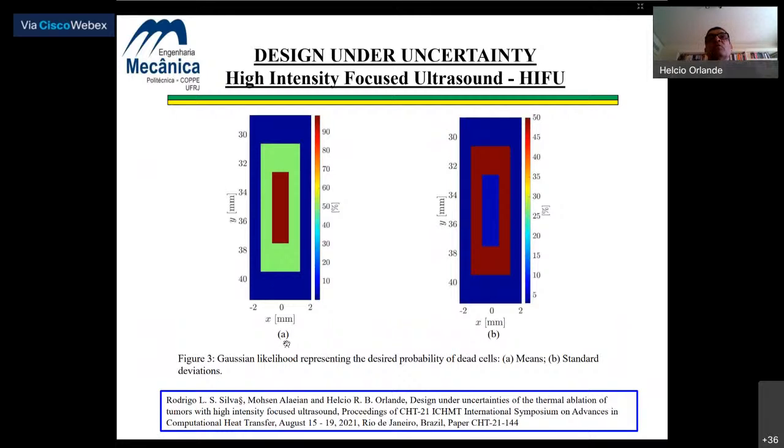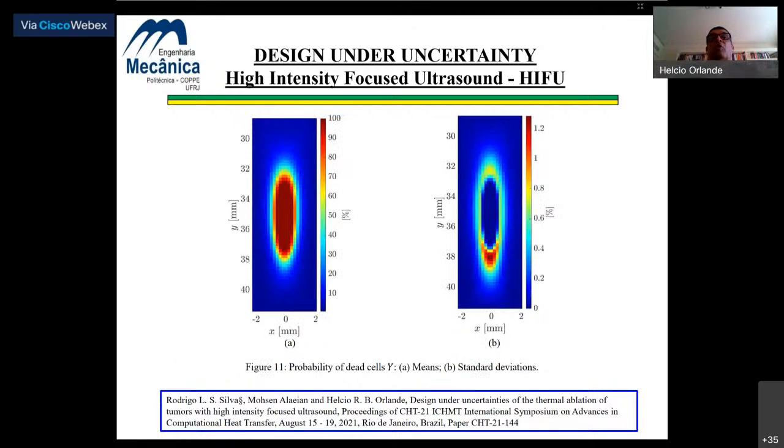This figure illustrates our objective here. The likelihood represented the desired probability of dead cells and the standard deviations of these Gaussian likelihoods. Our objective here is a high probability of dead cells in the tumor region and a small probability of dead cells in the region containing the healthy cells, but we allow for a transition between these two regions, the tumor and the healthy cells regions.